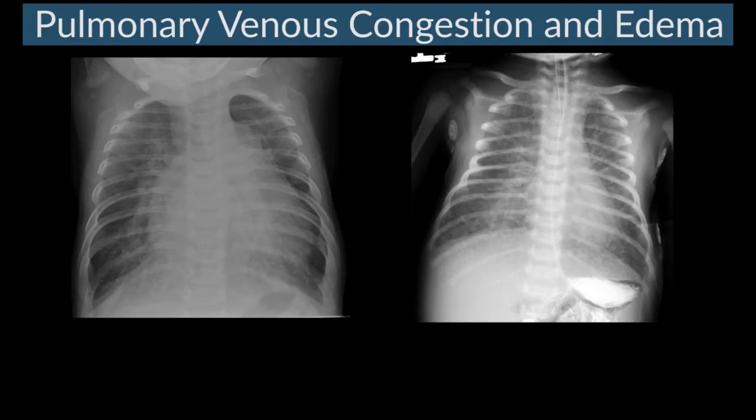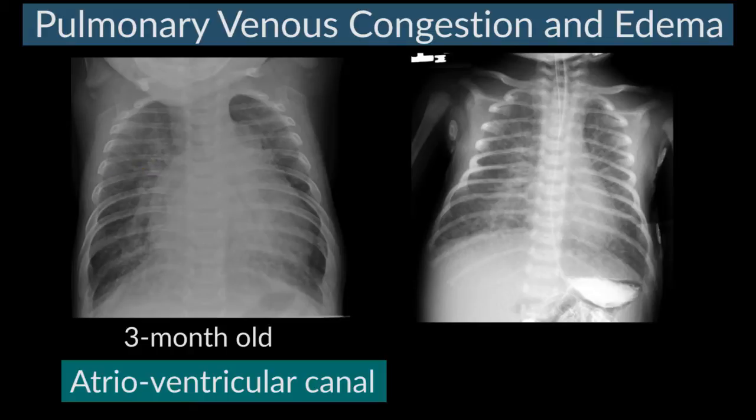Here are 2 patients with pulmonary venous congestion and edema. The patient on the left side is a 3-month-old that we have seen before. This child has increased pulmonary vascularity, cardiomegaly, and pulmonary venous congestion. This child has an atrioventricular canal. The vessels look as if they were drawn with a crayon rather than with a sharp pencil. That is the feature of pulmonary vascular congestion.